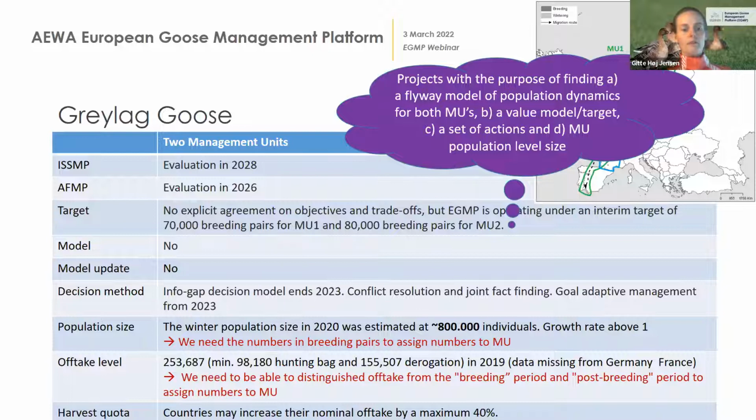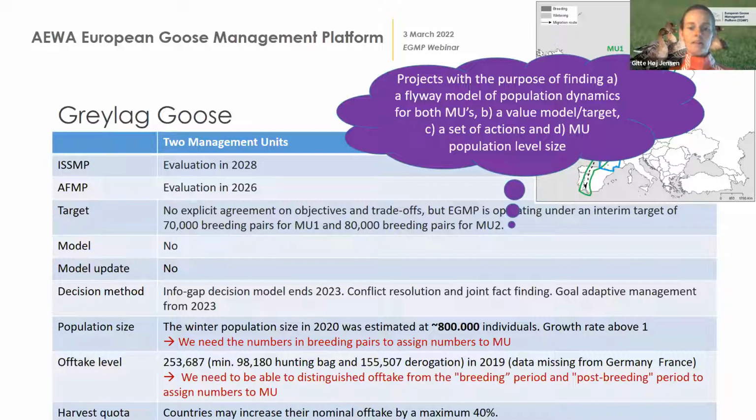So no, we don't have a model and a model update yet, but hopefully we will have it by 2023, where the current decision method, info gap decision model, which are used, the use of that ends in 2023. So we're doing some conflict resolution in terms of agreeing on the final objectives, as well as some joint fact finding in terms of getting more information on the management unit level population size.